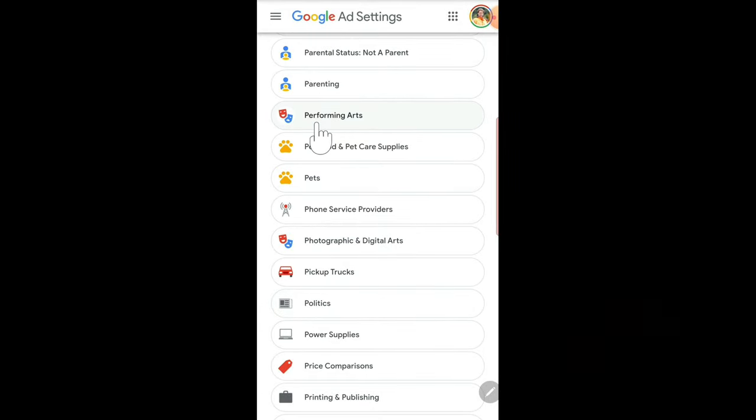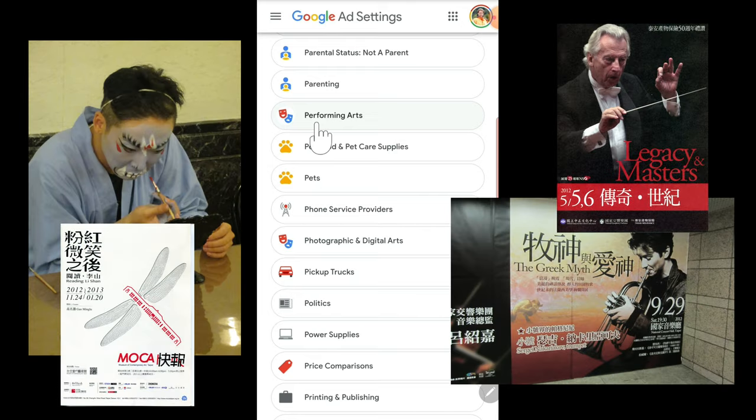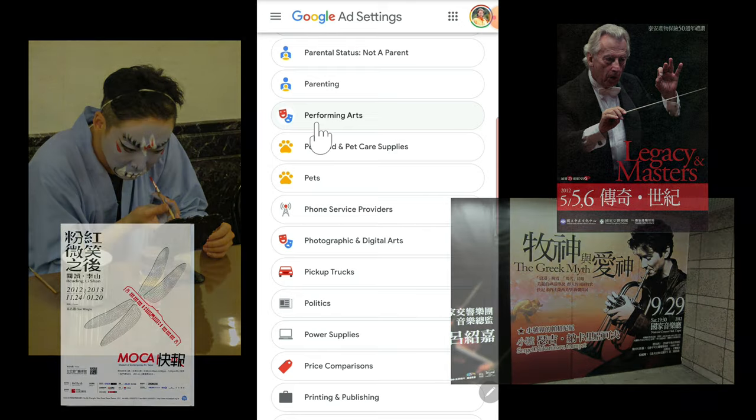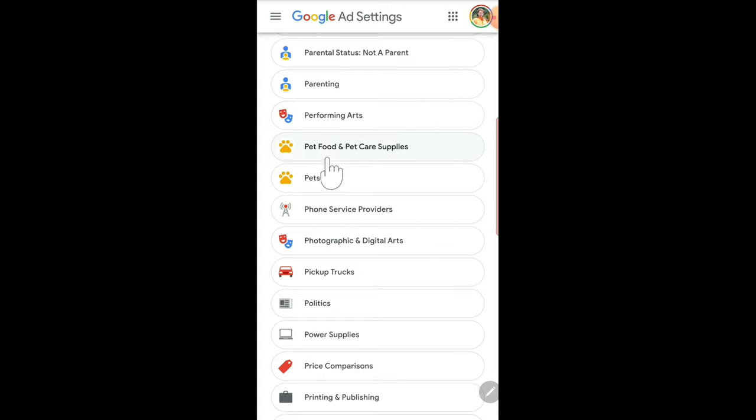Performing arts, I'm very interested in attending performing arts events, though I don't take part. Pet food and pet care, that makes sense. Pets, phone service providers, photographic and digital arts. Again, anything to do with photography, telephones, that would all make sense.